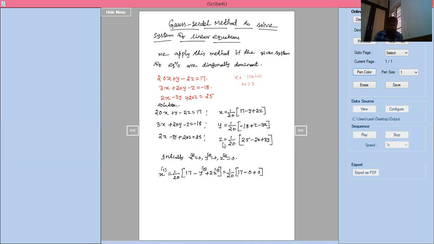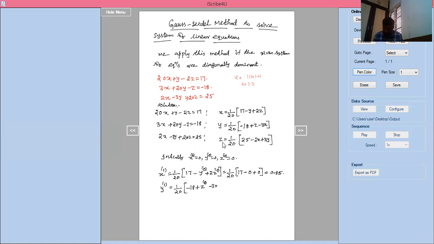So we can write 17 divided by 20. 17 divided by 20, I can write it as 0.85. Similarly, the new value I got, x1, is nothing but 0.85. Now, y1 is nothing but 1 by 20 into minus 18 plus z of 0.